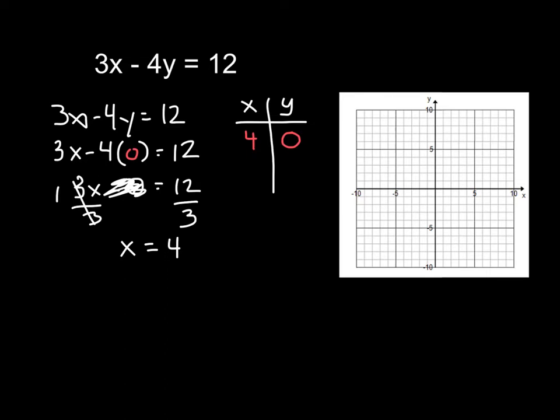So now we go ahead and plot that point on our graph, 4, 0. So from the origin, from right here, we're going to move right 4, 1, 2, 3, 4, and then up or down 0. So right there is going to be our point. So now I'll go through and try to put that point on there. Sometimes it doesn't go where I want it to. Right there. There's our x-intercept.